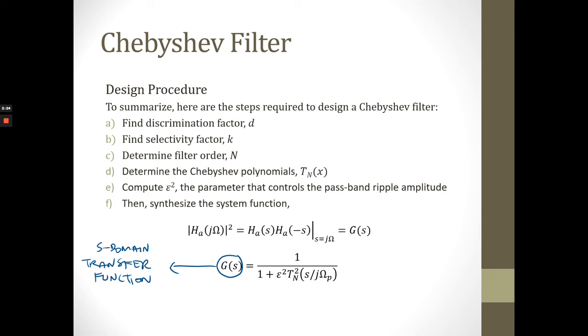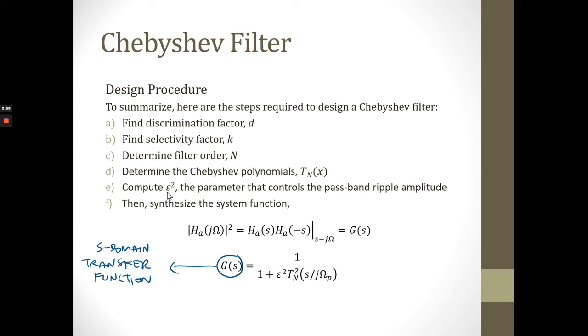In designing the Chebyshev filter, we summarize the steps required as we did for the Butterworth filter. First we calculate the discrimination factor D, and then we determine the selectivity factor K. After that, we solve for the filter order N, and in this case we also have another equation, which is the Chebyshev polynomial T_N(x).